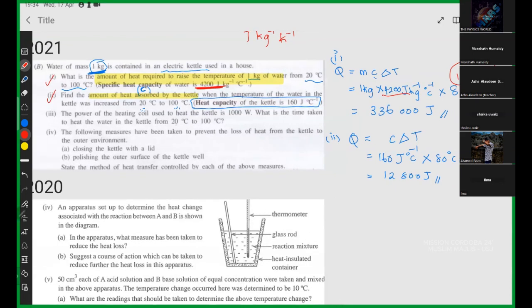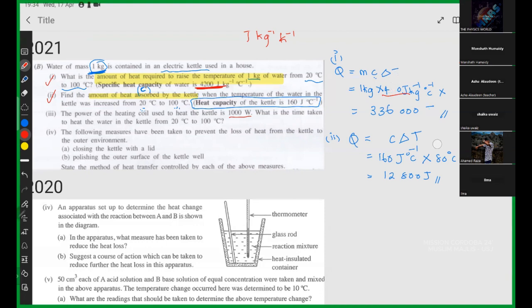The power of the heating coil used to heat the kettle is 1000 watt. So the power is not related to this unit. You have another unit under the power section, so from that also you need some knowledge to answer this. It's very simple, only one equation that you have to use. What is the time taken to heat the water in the kettle from 20 degrees Celsius to 100 degrees Celsius?